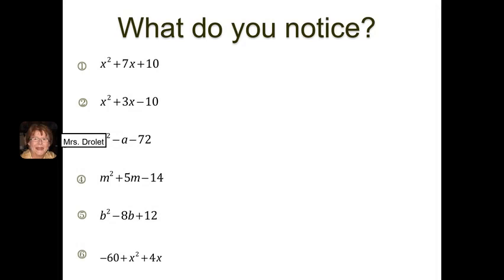Before we get into the steps of how we factor using the easy trinomial method, remember I always said it's important that you recognize why you're using the easy trinomial. So here on the board, you have six examples. Is there anything that you notice? Is there anything the same? Is there anything different? What can you say about these six examples?